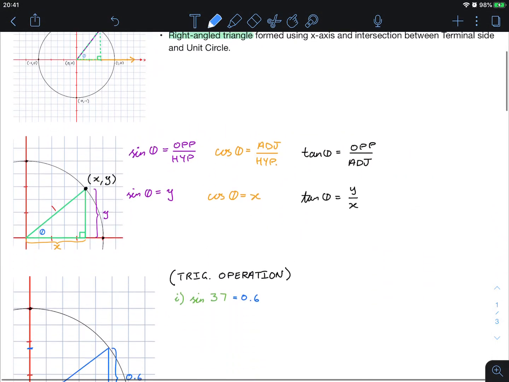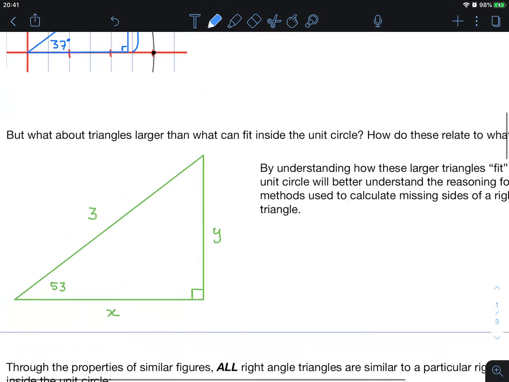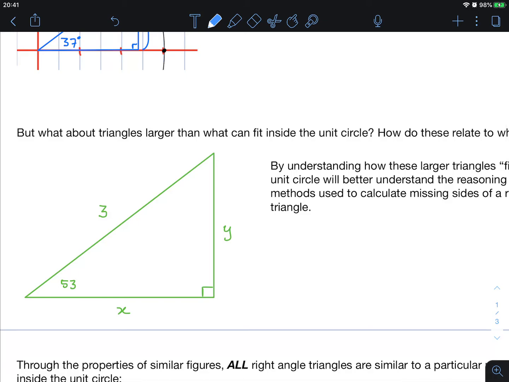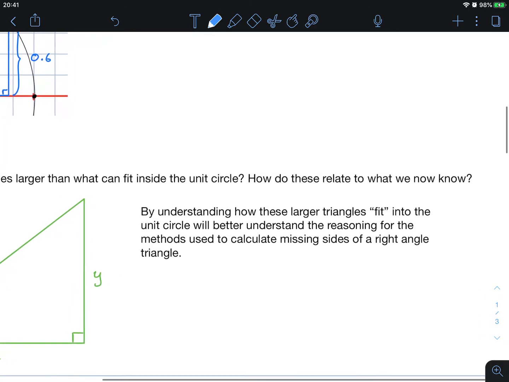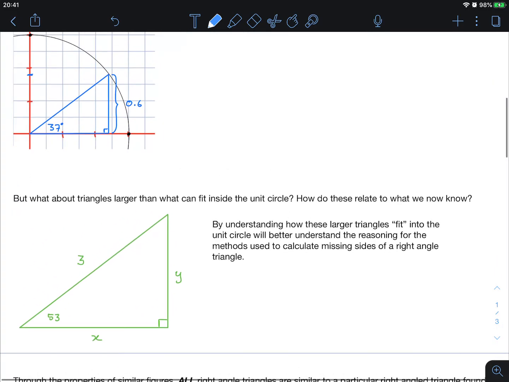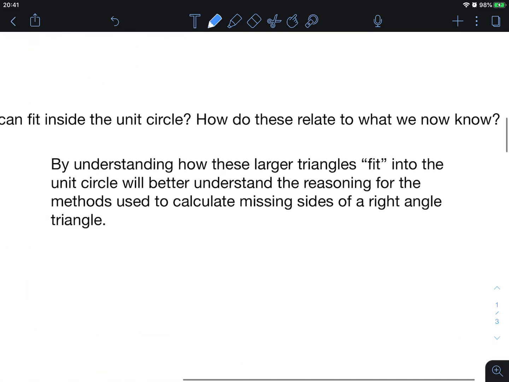Okay, well, hopefully that jogged your memory. But now the question comes up, what about triangles larger than what can fit inside the unit circle? How do these relate to what we now know? Again, by understanding how these larger triangles fit into the unit circle, we'll better understand the reasoning for the methods used to calculate missing sides of a right angle triangle.